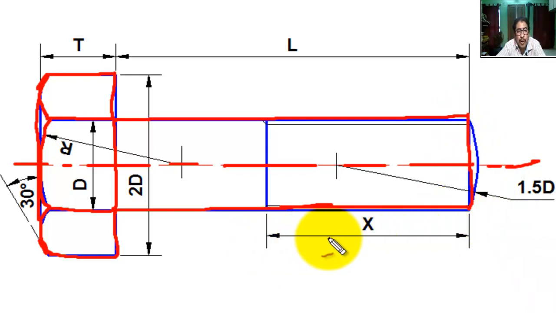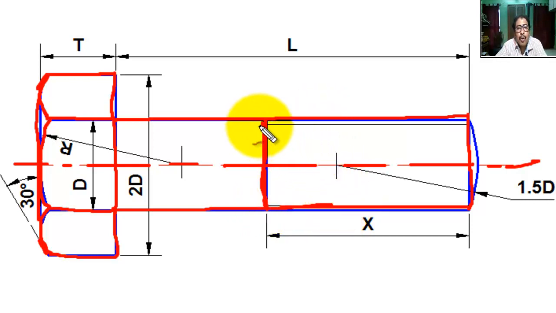Now cut out the thread length x equal to 2d plus 6 millimeter. That means if d is 40, x equal to 86. Parallel to this line, draw a vertical line at 86.